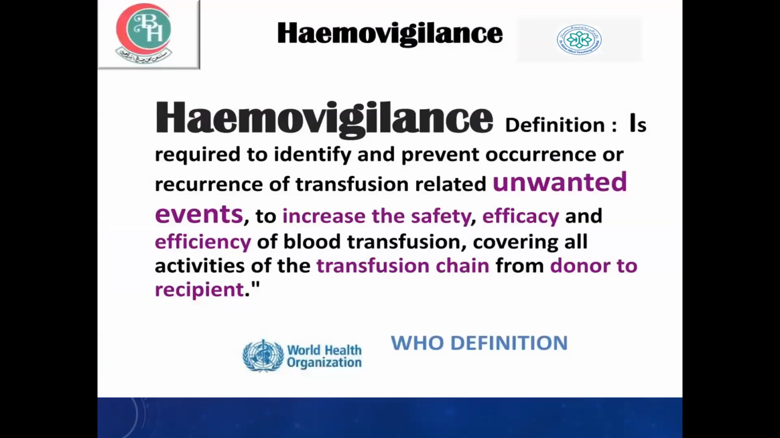Before this, we have heard about reporting of adverse events or unwanted events related to transfusion of blood products, and the system or program that regulates them is known as hemovigilance. According to WHO, its definition is to identify and prevent occurrence or recurrence of transfusion-related unwanted events, to increase the safety, efficacy, and efficiency of blood transfusion, covering all activities of the transfusion chain from donor to recipient.